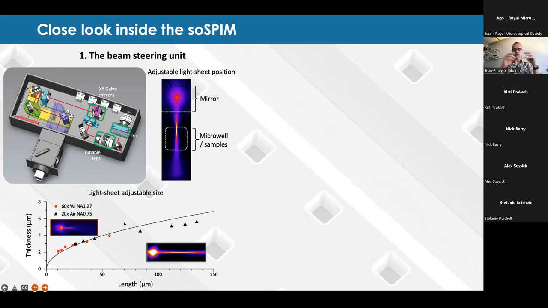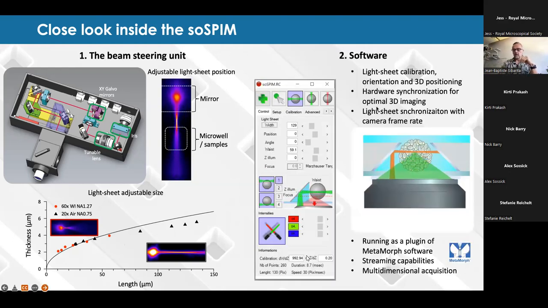diaphragm to allow you to tune the properties of your light sheet, whether you want a very tiny light sheet. This is a Gaussian beam illumination, so of course there is always a trade-off between thickness and length. You want a very small light sheet, typically if you want to do super resolution, single cell imaging or a couple of cells. And of course, if you want to look at bigger samples, you change the objective, then you change the properties of your light sheet, and you can have a much longer light sheet, which will be thicker as well.